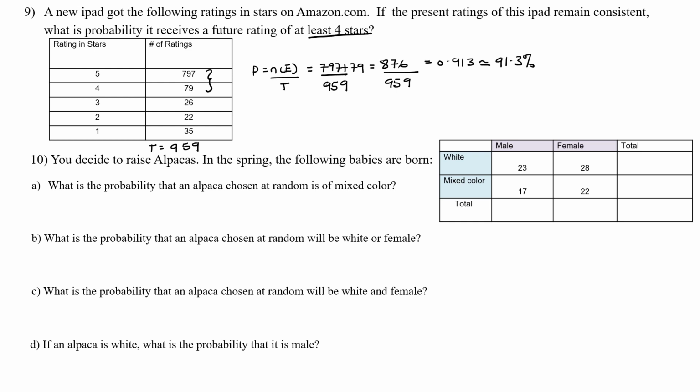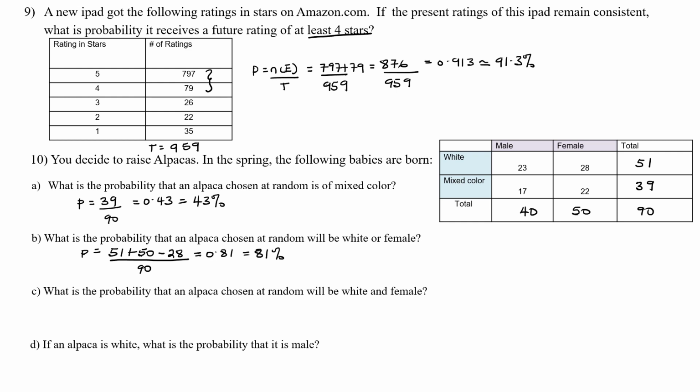We have a table that represents the alpacas, male, female, white, mixed color. So first, let's determine what the total of all these are. What is the probability that an alpaca chosen at random is of mixed color? What is the probability that an alpaca chosen at random will be white or female? But since there is this intersection where we have counted the white and female twice, we need to subtract that so that we don't end up counting it twice.